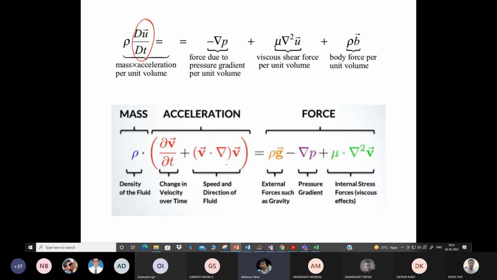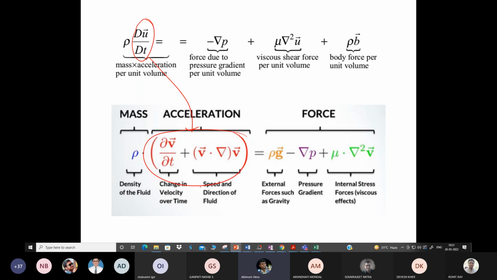Okay, so here it is. If you expand it, you will get this part, del v del t, where v stands for the velocity vector, and v dot del into v. So this total part is basically denoted by this total derivative.